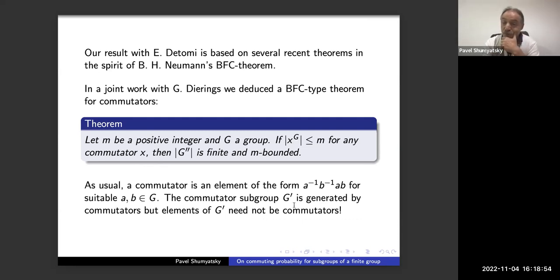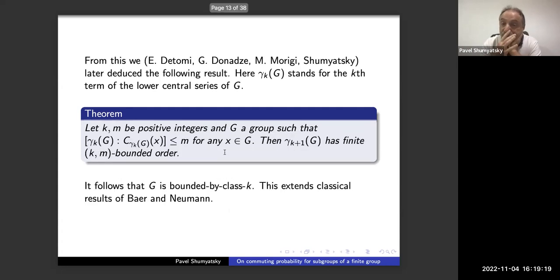And the commutator subgroup, of course, is the subgroup generated by commutators, but in general, elements of G' need not be commutators. So this theorem cannot be immediately deduced from Bernard Neumann's theorem. That was really something different, and its proof is much longer than Bernard Neumann's theorem. Well, then this result was used in some other results of this type, in particular in joint work with Luis di Tommy, Guram Donadze. Guram Donadze is from Tbilisi, Georgia, Marta Morigi from Bologna, and myself.